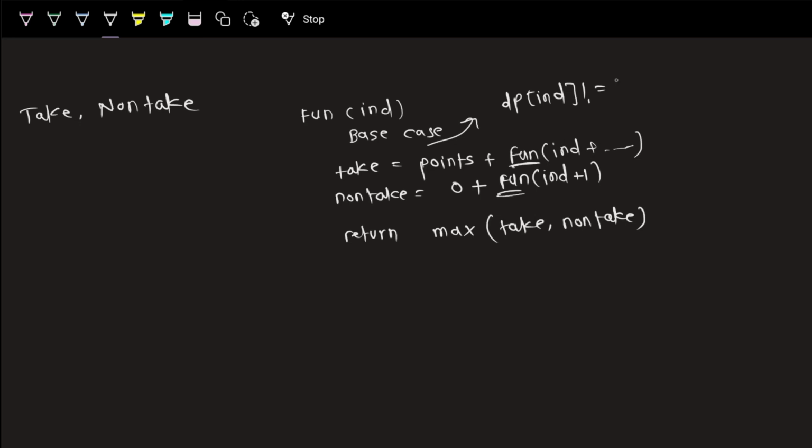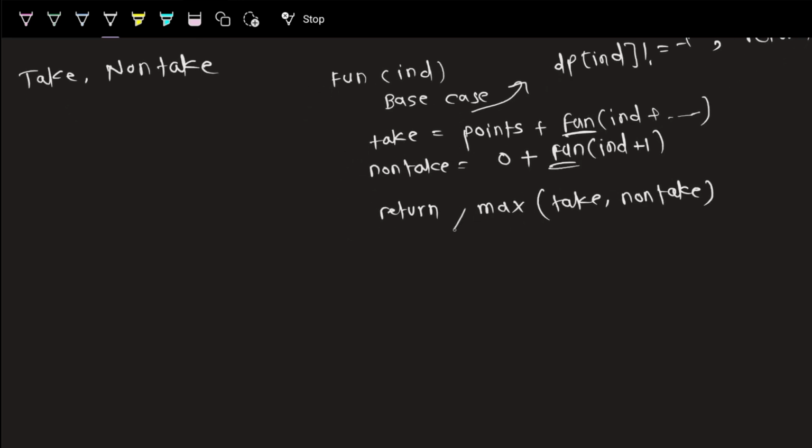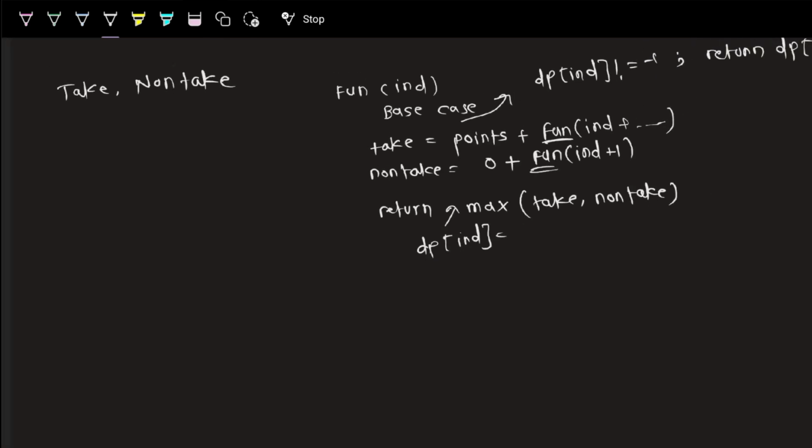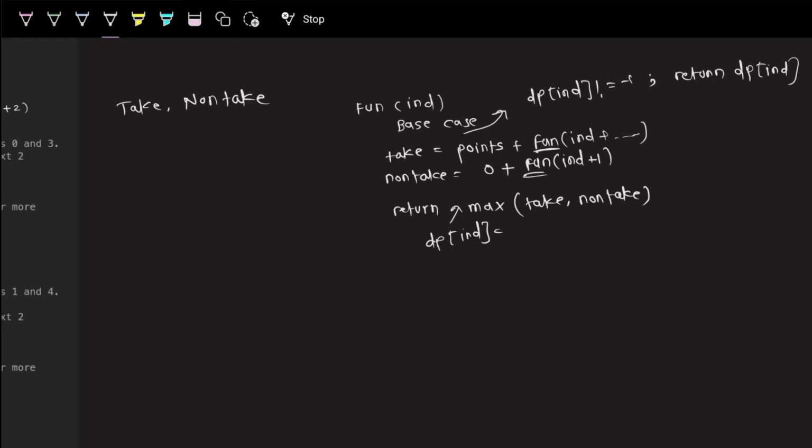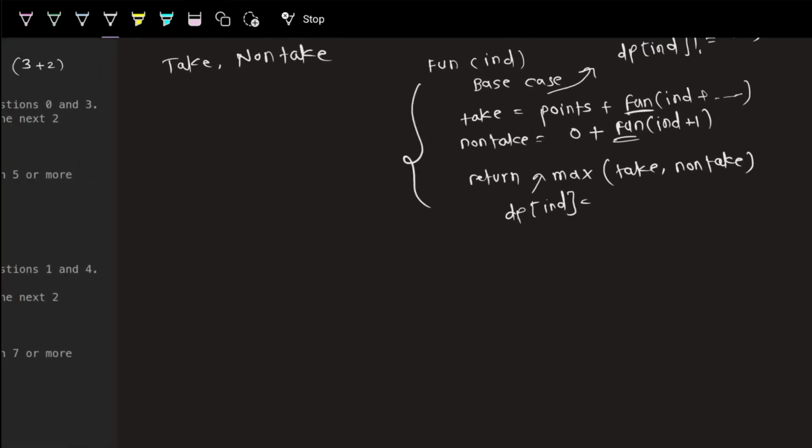If DP of index is not equal to -1, then I would just say return whatever I have solved previously, that is DP of index, correct. This is what we do for memoization, and before returning here I just do DP of index, that I save the answer for that particular index into DP. So this is a standard DP problem or DP pattern, we can say that. And this was the pseudocode for it.